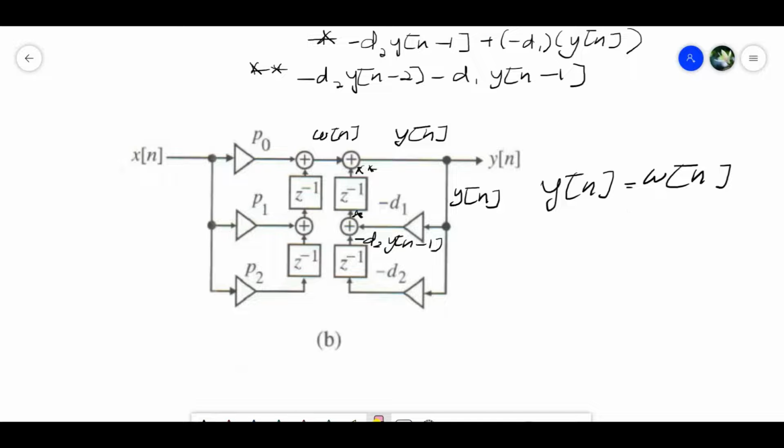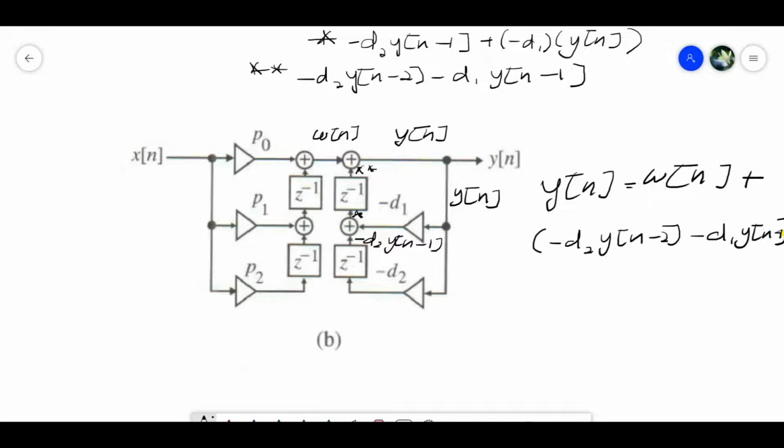So the sequence here you can write as such. yn equals wn plus negative d2 yn minus 2 minus d1 yn minus 1. All right, so this is your yn. Now we have to define what is wn, because wn is what we've given to the unknown signal.